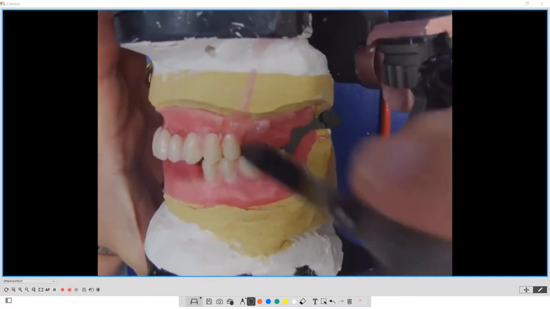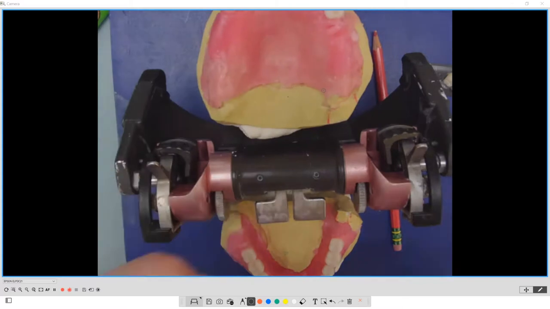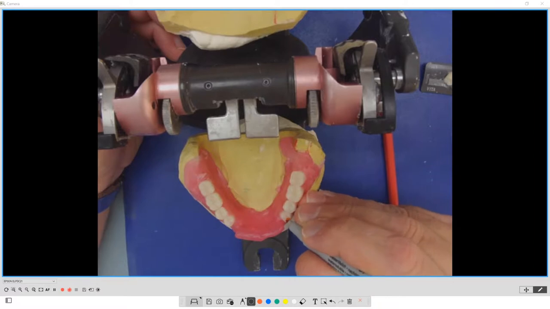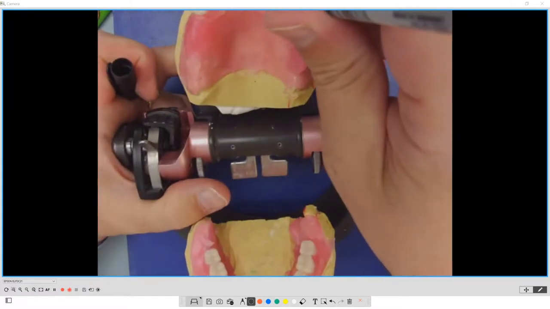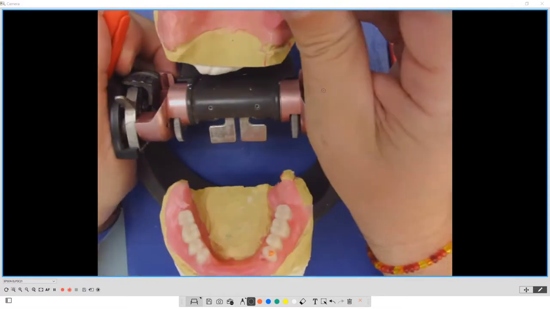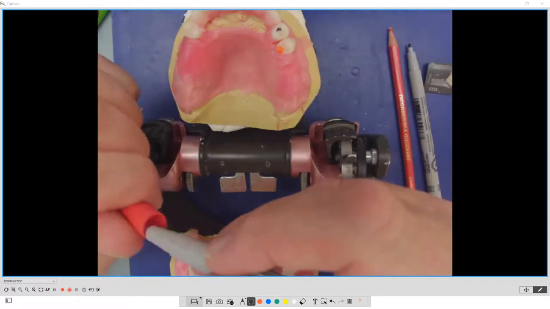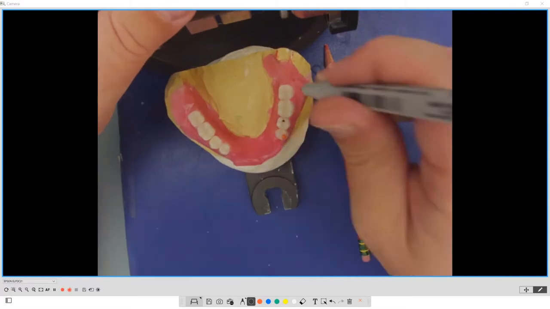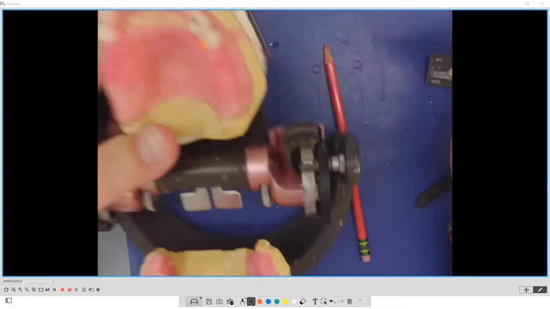So how's this working now with lingualized occlusion? So I quickly just set the upper tooth into position. So what's happening now is, on lingualform teeth, this is the cusp on the bottom, and it's going to rest here into the fossa of the upper. And now on the second, there's the cusp there, and that's going to rest into the fossa here. And now on the molars, these are the target points that I'm looking for to rest.